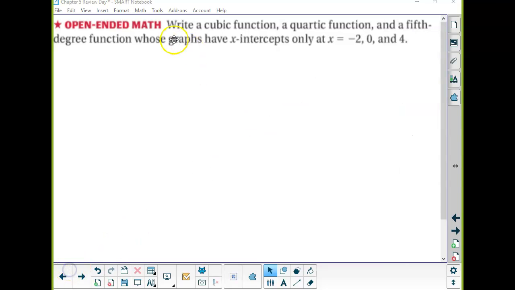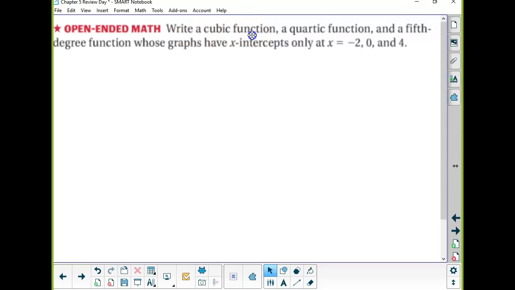Hold on one sec. So notice it starts with open-ended, which means this question can have many, many answers. There isn't a specifically one correct answer. But our job is to write a cubic function, a quartic function, and a fifth-degree function whose x-intercepts are only at x equals negative 2, 0, and 4.